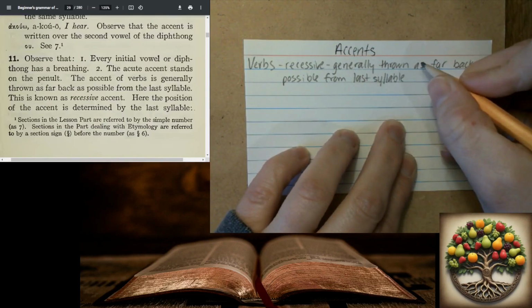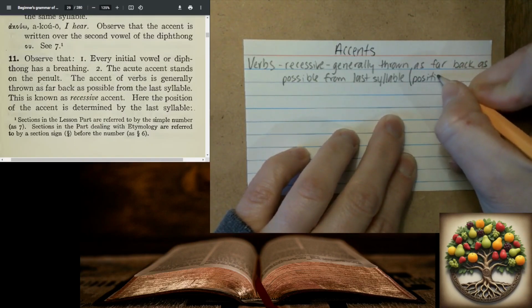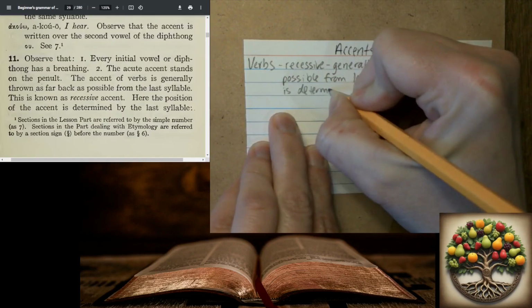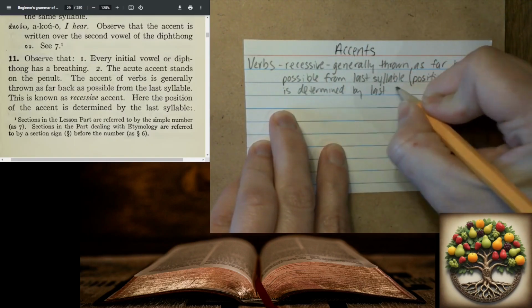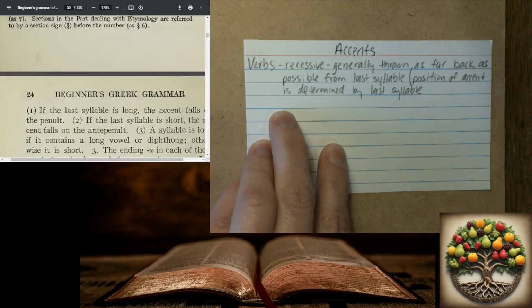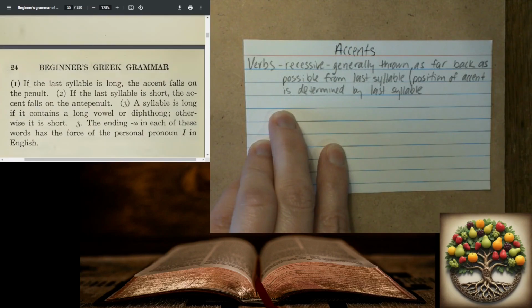So the position of the accent is determined by the last syllable. And we are going to write those down. Essentially, it's this 1, 2, and 3.